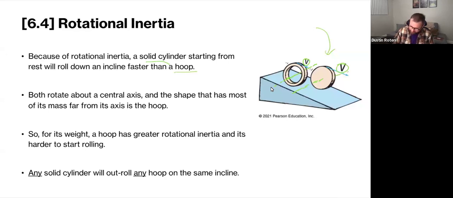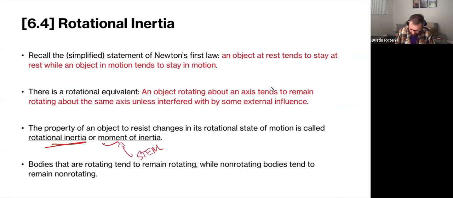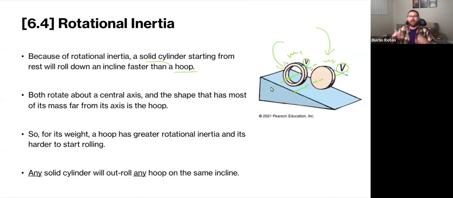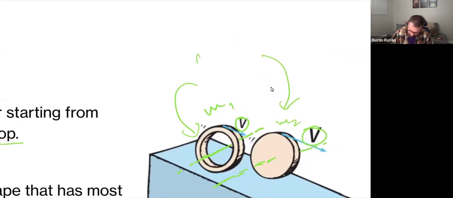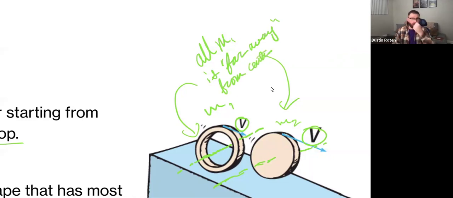Now, if you think about it, they both have some sort of mass. Well, the hoop's mass, it's all pushed away. We haven't used an equation yet, but we have all this mass far away. So all of M1 is far away from center. Okay, all the mass is far away. That's going to make it hard to rotate.